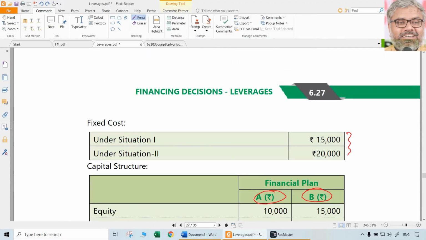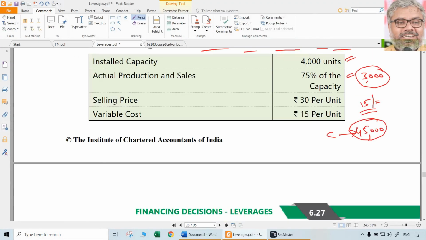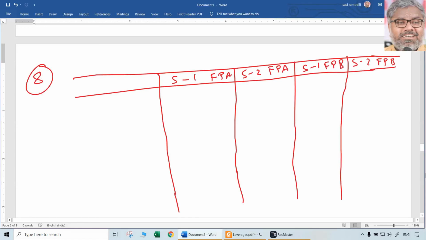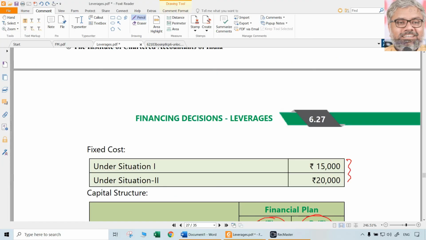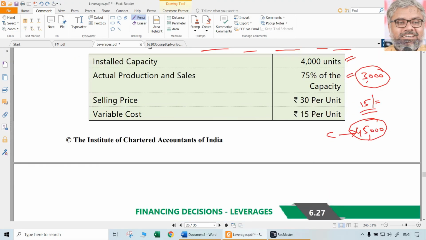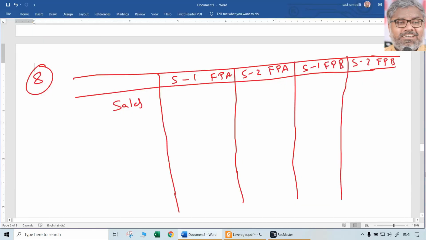Of course, first of all, in all the cases, sales is going to be same. That is not going to be different. So just write that in all the cases. 30 multiplied with 3000 units, 90,000.